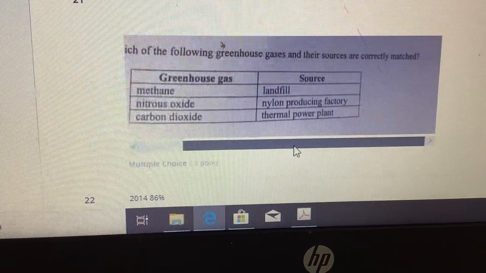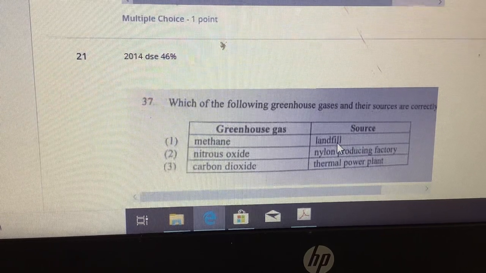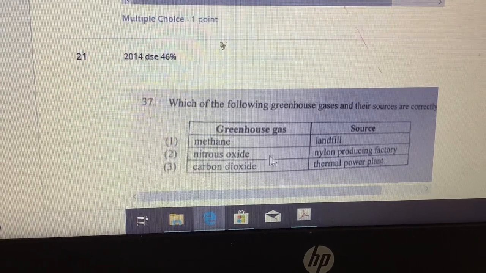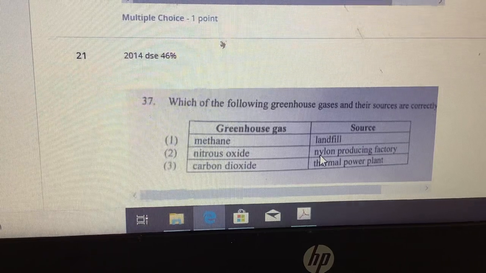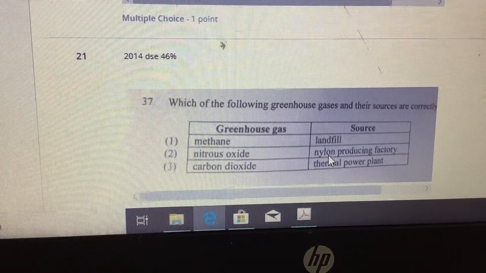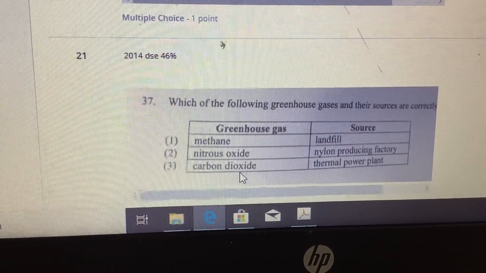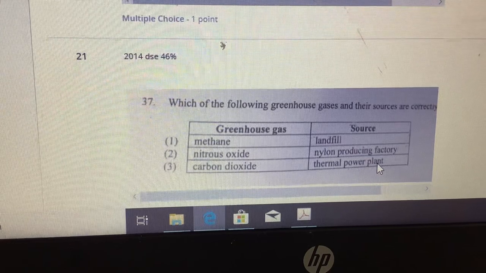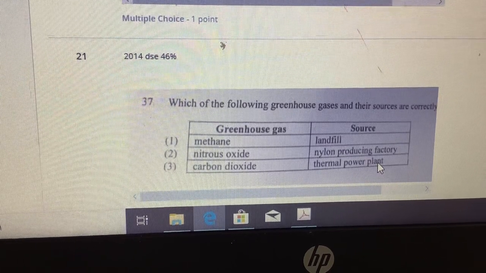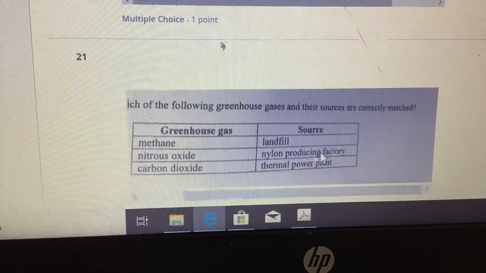This one, methane caused by landfill, right? Nitrous oxide, one of the sources of nitrous oxide is made from nylon, which is a fiber that makes up your clothes. Carbon dioxide, thermal power plant, which is talking about a plant that burns fossil fuel. So number 1, 2, and 3 are correct. Okay, check it out.